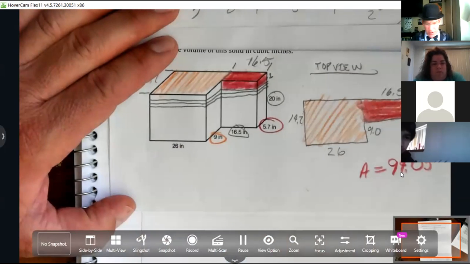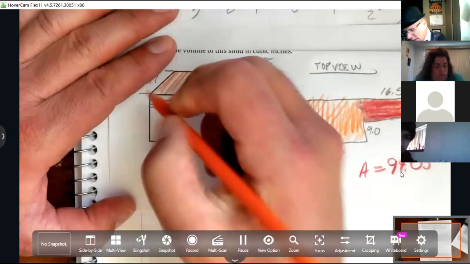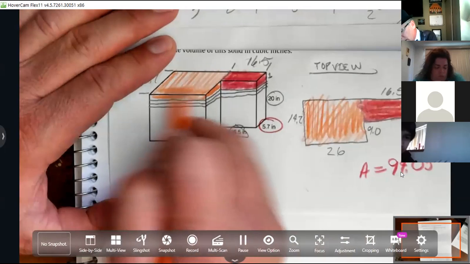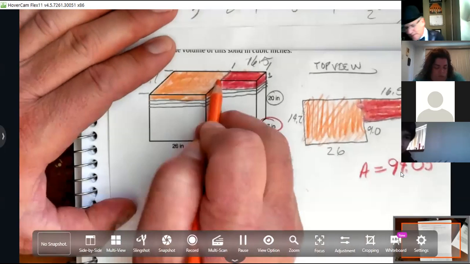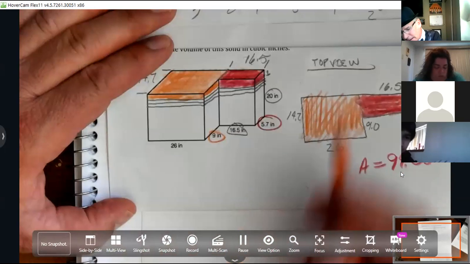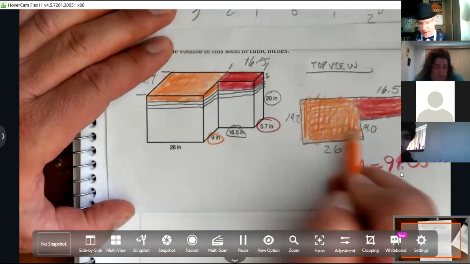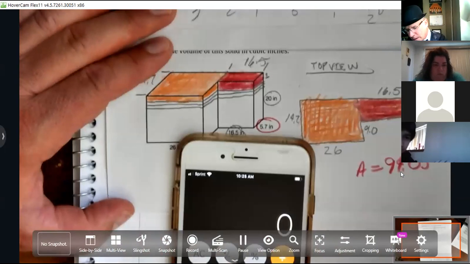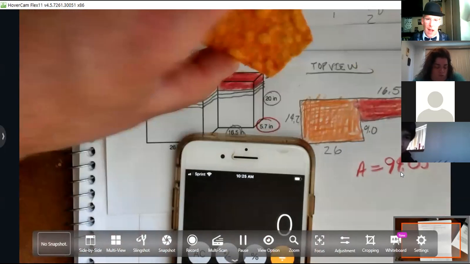Now we're going to do the orange part, right? So we've got this orange part now, and that corresponds with the orange part right here. It's one layer. It's only 1 unit thick. So the orange part's right here. And the orange part's going to be 26 times, hey, look at the color.